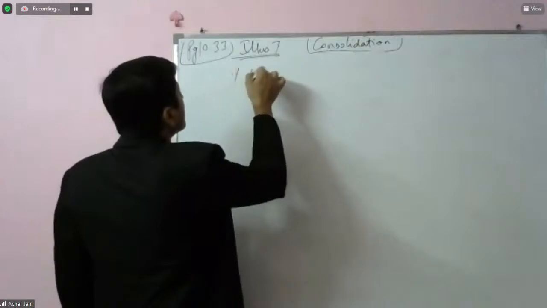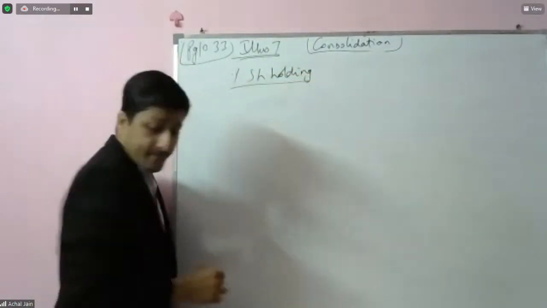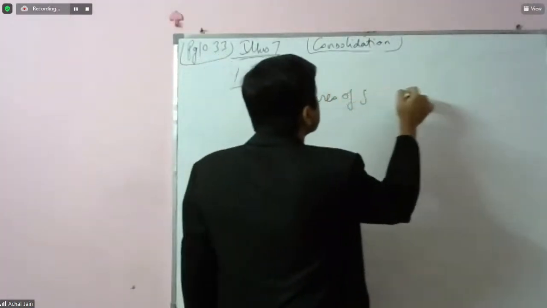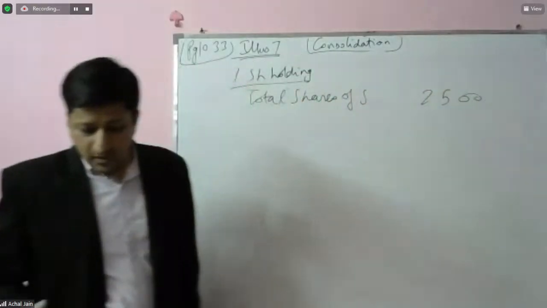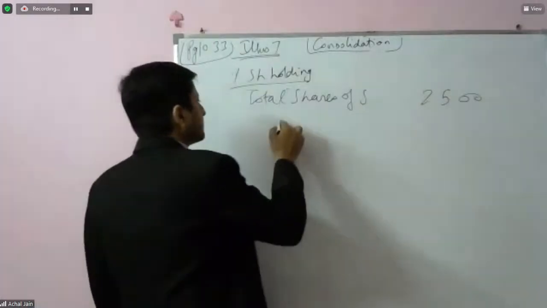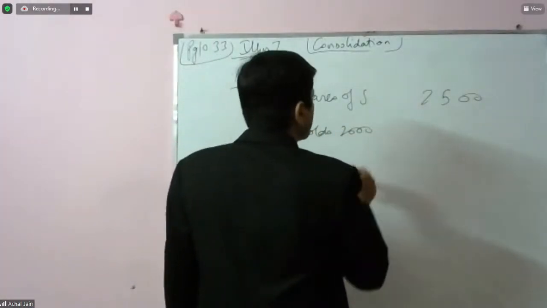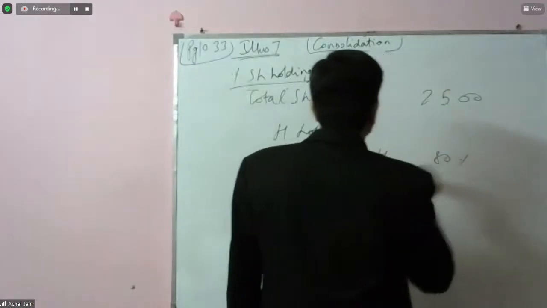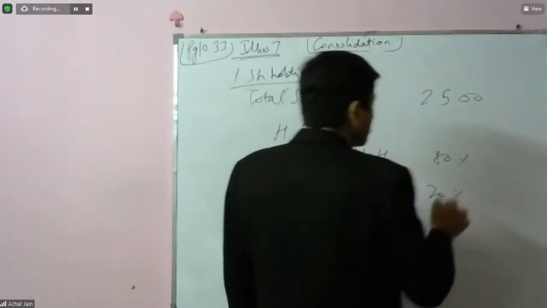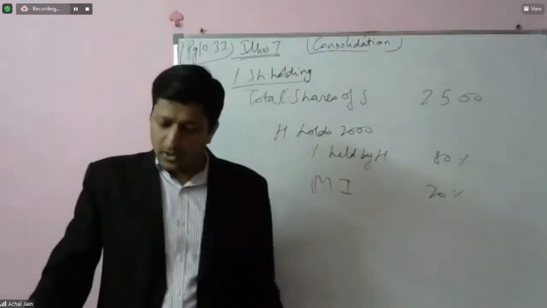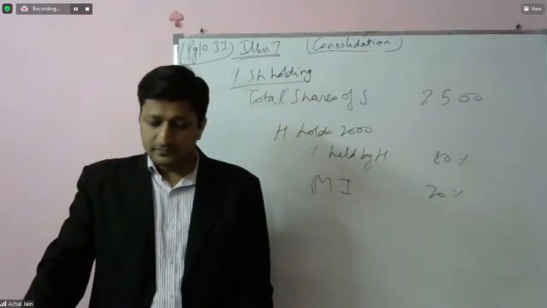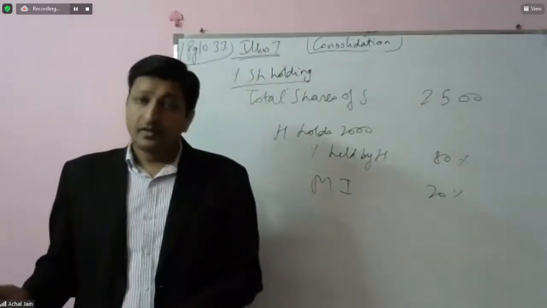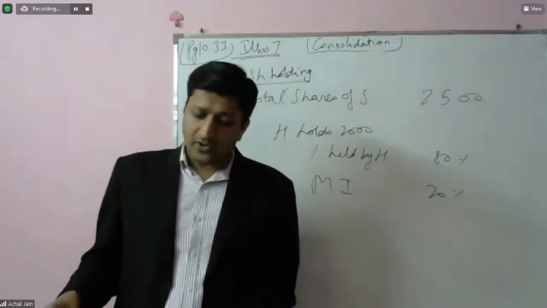Percentage shareholding. Total shares of S are 2,500, out of which H holds 2,000. Percentage held by H is 80%. So minority interest is 20%. This means we have minority interest in this question as well. So when we prepare the balance sheet, minority interest has to appear. How does it appear? We'll have to see that, and make the adjustments for its computation.